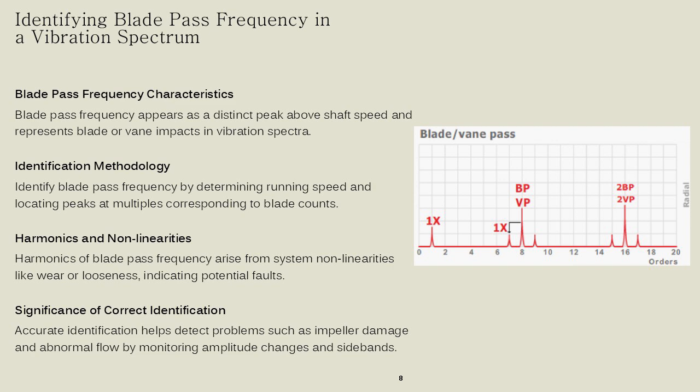Harmonics of blade pass frequency may also be present, particularly if there are nonlinearities in the system such as wear, looseness, or flow disturbances. In order spectra, blade pass appears as an integer order equal to the blade count, making identification even clearer. Correct identification is important because changes in amplitude, the appearance of harmonics, or modulation sidebands around BPF often indicate developing problems such as impeller damage, diffuser issues, or abnormal flow conditions.